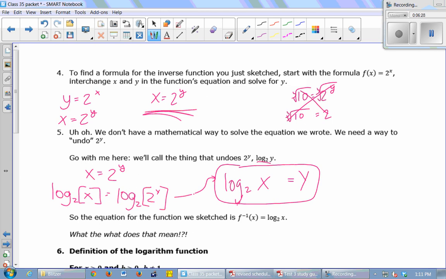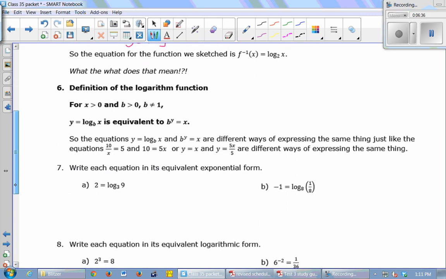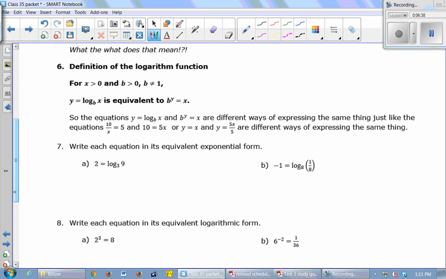This is like a little much, right? Okay. So let's go back and be a little bit more precise about what this thing is. So if x is positive and b is positive, but not 1, y equals log base b of x is equivalent to the equation b to the y equals x.